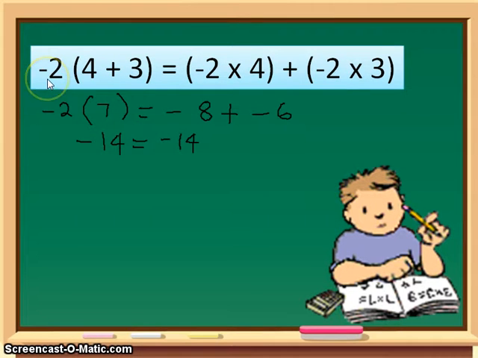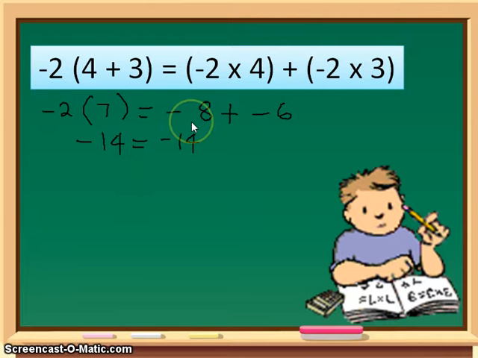If we are to multiply negative 2 to the sum of 4 and 3, that would be equal to negative 2 times 4 plus negative 2 times 3. So let us simplify. 4 plus 3 is 7, times negative 2. That will give us negative 14.